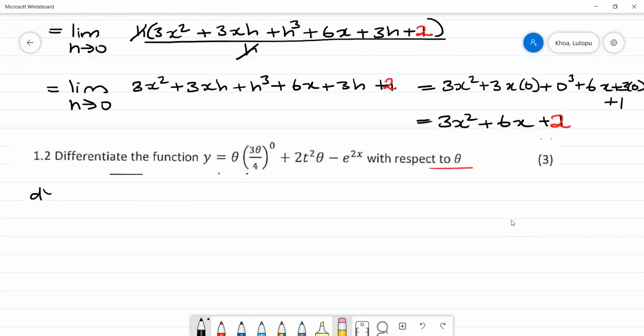So dy d theta. First of all, notice that this one is to the power of 0, and anything to the power of 0 is 1. So over here, we just have theta. The derivative of theta is 1. And then here, 2t squared is a constant. So with a constant multiplying by theta, the derivative is that constant. And then here there's no theta. That means it's a constant, so the derivative is 0.